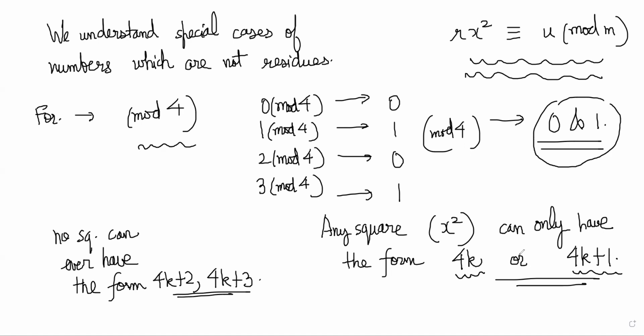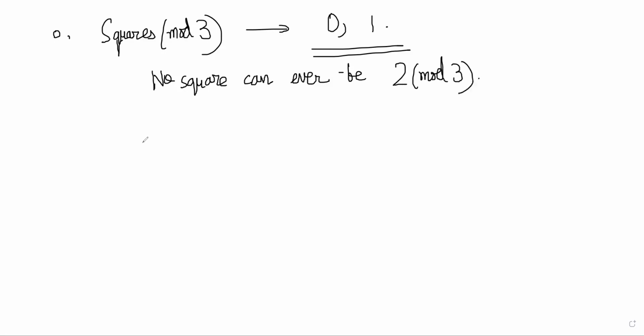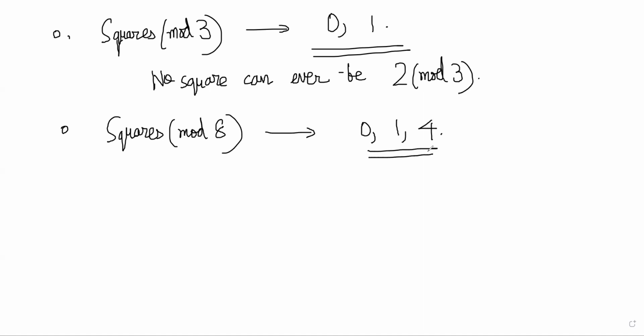So it will help you establish contradictions, right? Similarly, there are some other facts like that. For example, for squares when you take mod 3, the only possible residues are 0 and 1 again, right? So no square can ever be 2 mod 3, correct? Similarly, squares modulo 8, the only possible residues are 0, 1, and 4, right?